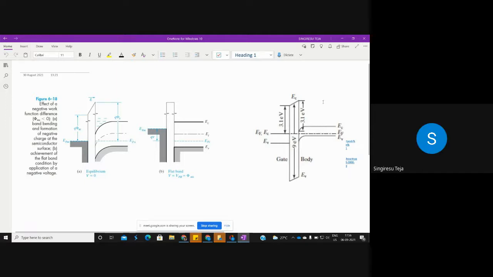Yes, sir. From here to here, I can say that 3.1 electron volts. Not from here to here, but where the arrow is drawn. Yes. Exactly. At the surface, 3.1 electron volts has to be there between the conduction band of silicon dioxide and silicon.